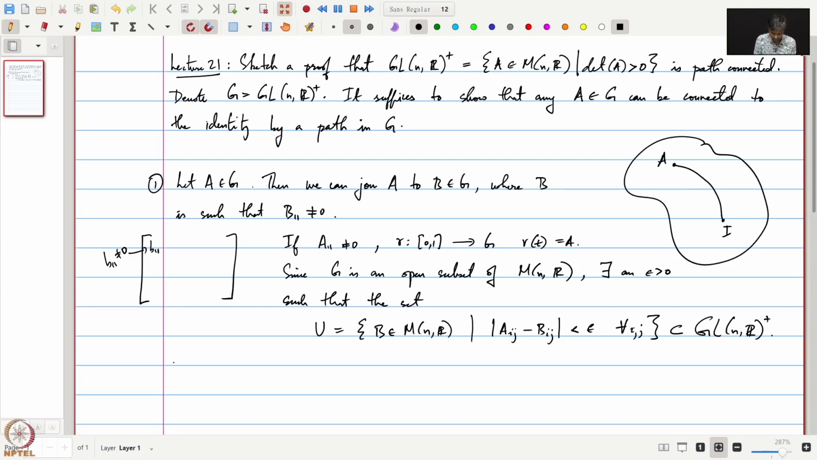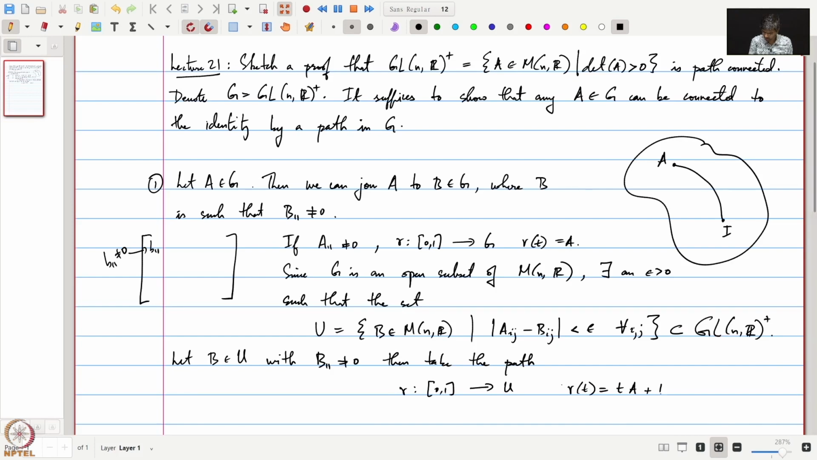Okay, so we just take any B in U with B11 not equal to 0. Then take the path gamma from [0,1] to U given by gamma of t equal to t times A plus (1 minus t) times B.